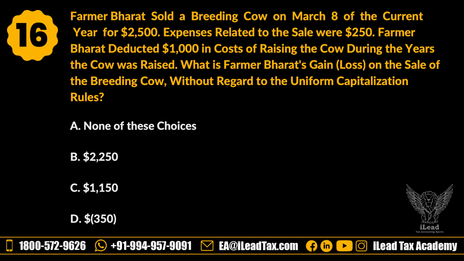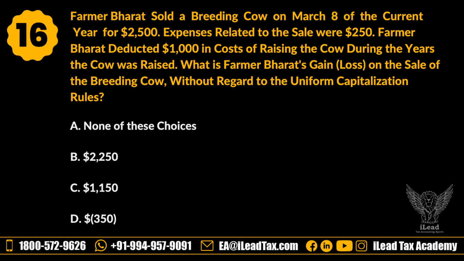Farmer Bharat sold a breeding cow on March 8th of the current year for 2,500. Expenses related to the sale were 250. Farmer Bharat deducted 1,000 in cost of raising the cow during the year the cow was raised. What is Farmer Bharat's gain or loss on the sale of the breeding cow without regard to the uniform capitalization rules? A. None of these choices. B. 2,250. C. 1,150. D. 350.